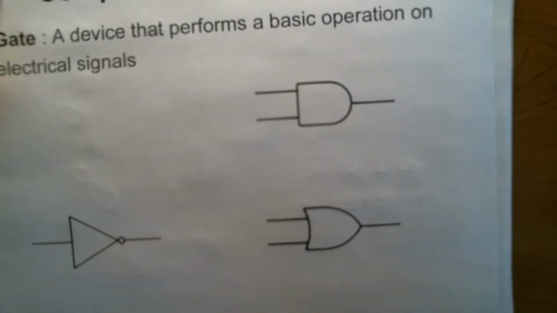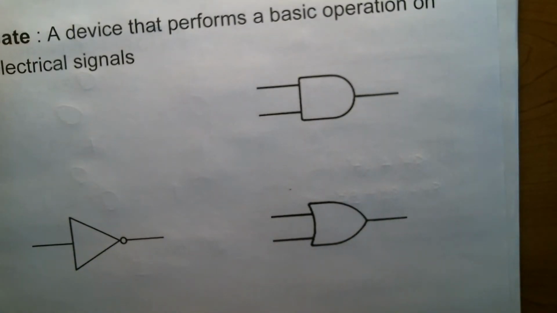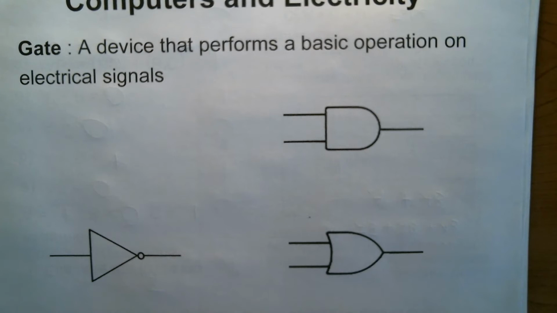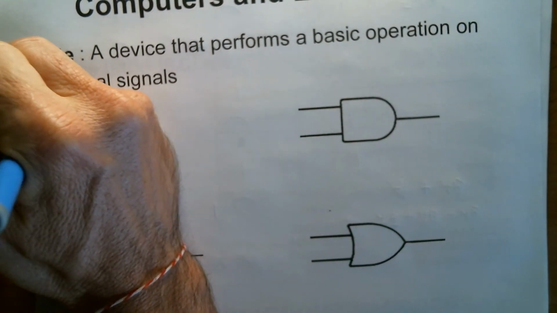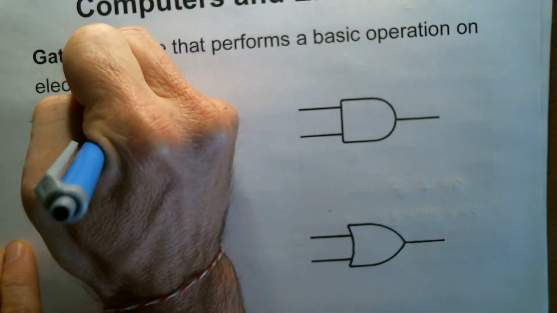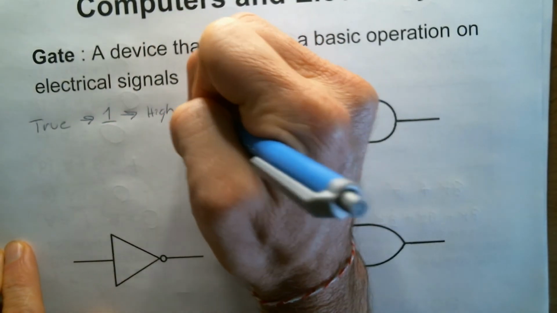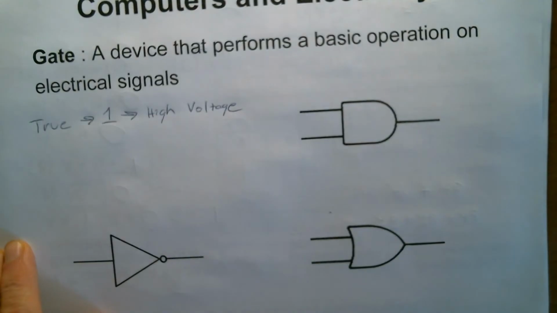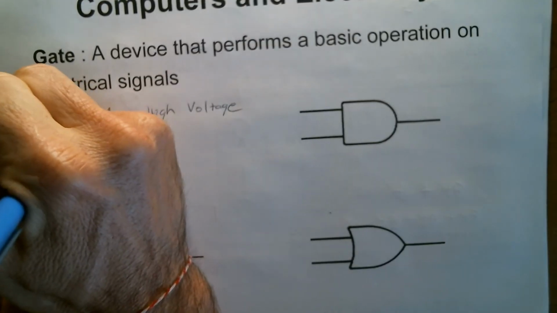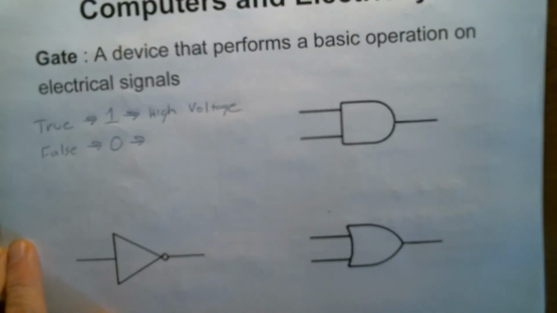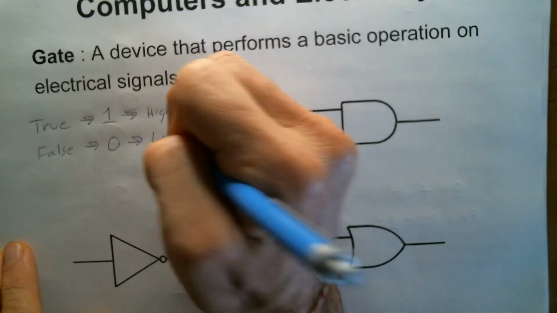All right, so computers and electricity. Let's bring this full circle. So gate: a device that performs a basic operation on electrical signals. So true, which we've been representing as 1, can also be represented as high voltage. All right, false, which we've been representing as 0, can be represented as low voltage.